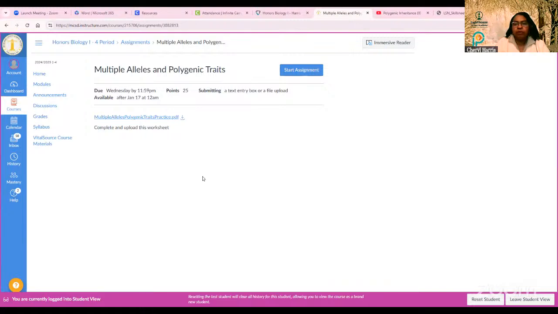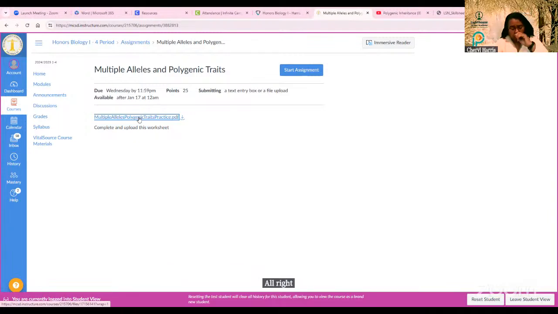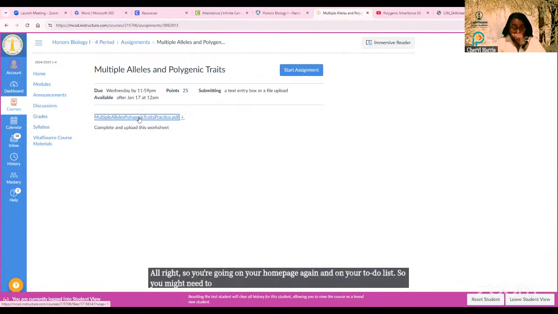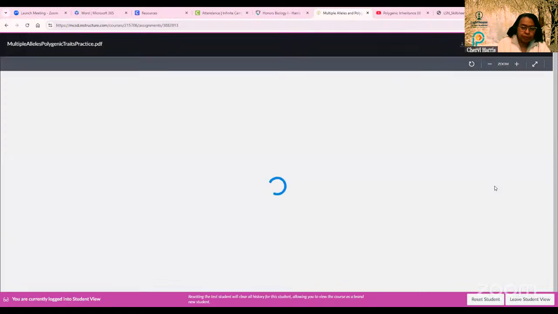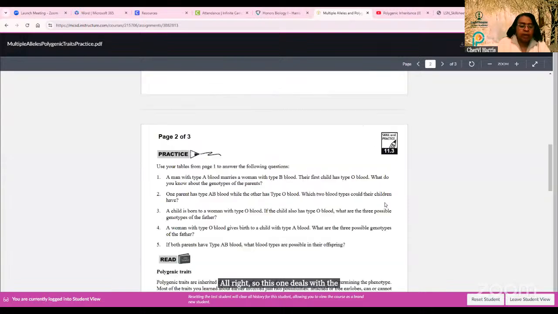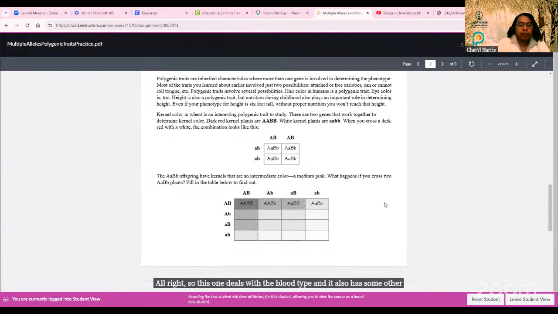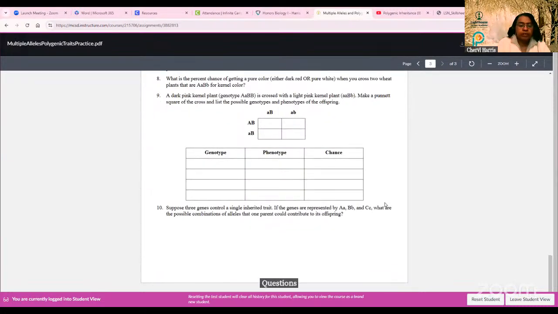All right, so stop for a minute and just look at what I'm showing you, and then you can go back to what you're doing. All right, so you're going on your home page again on your to-do list, so you might need to refresh your page. You're going to find multiple alleles and polygenic traits. This one deals with the blood type, and it also has some other questions and charts for you to fill in.